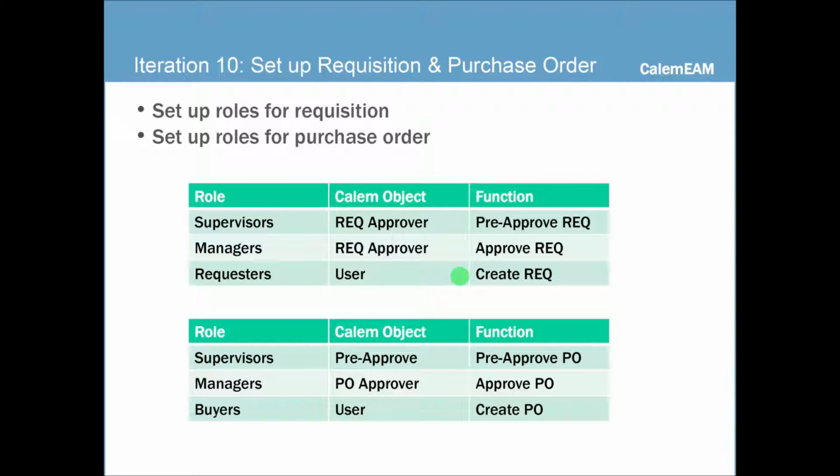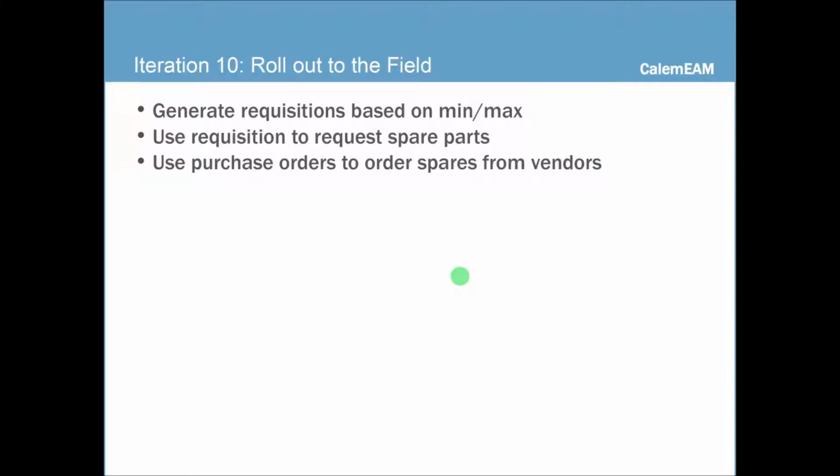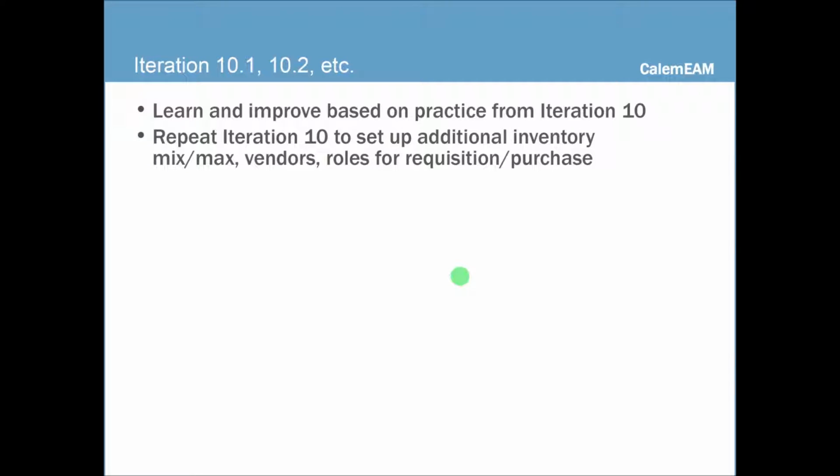And you can then set up roles for requisitions and purchase orders. And the system will generate requisitions based on the min-max. And you can also use requisition to request the spare parts. Use purchase orders to order spares from your vendors. As you gain experience, you can add more items with min-max and vendors, and more rows for your requisition and purchase. And by doing this repetition, you can then extend the use of the CMMS for spare parts replenishment.